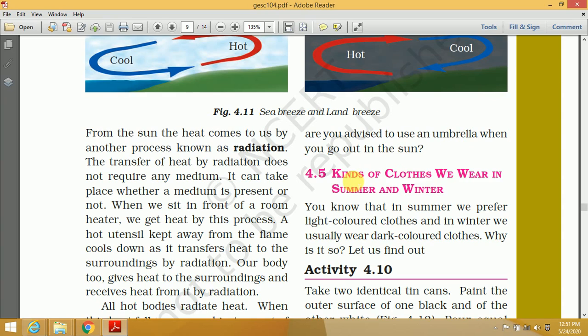Okay, next topic is the kind of clothes we wear in summer and winters. You know that in summer we prefer light colored clothes, and in winters we usually wear dark colored clothes. Why is it so? Let us find out.